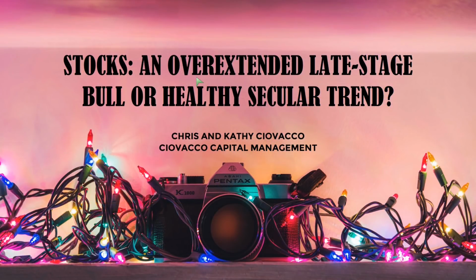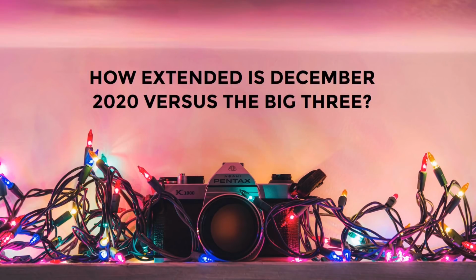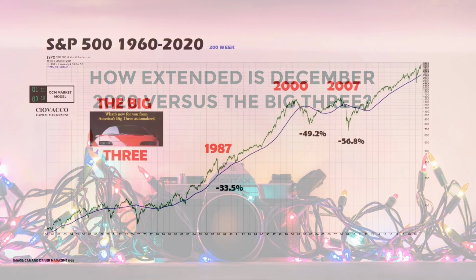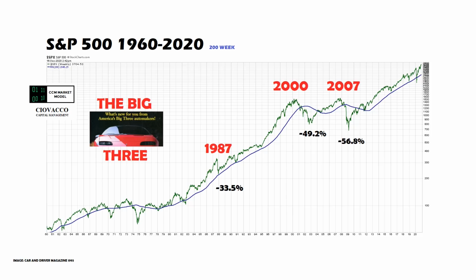Now let's examine the overextended question again, but this time from a slightly different perspective. Now we'll ask and answer: how extended is December 2020 versus the big three? It's possible in future videos we may have to refer to the big four after the big drop in 2020. However, let's stick with the big three for now.